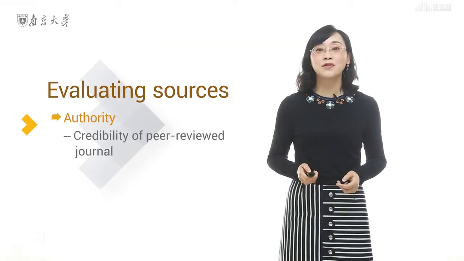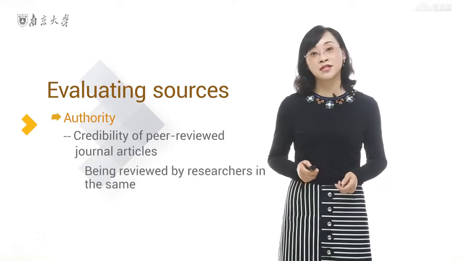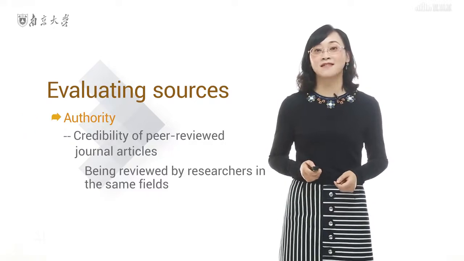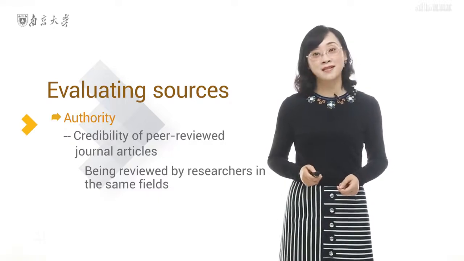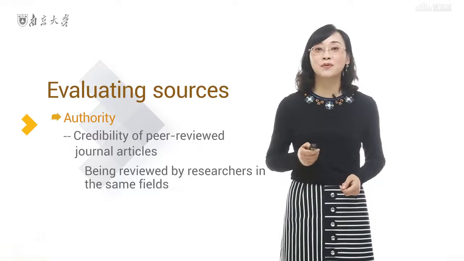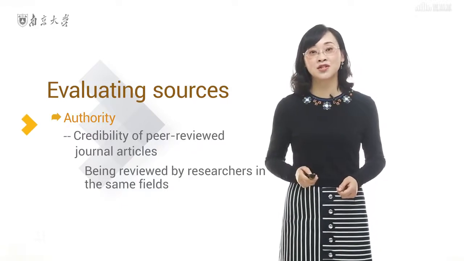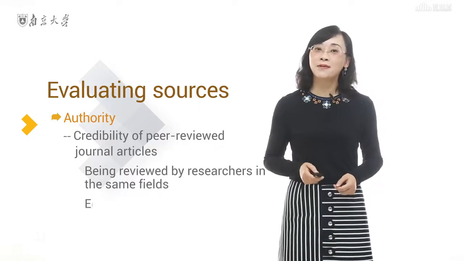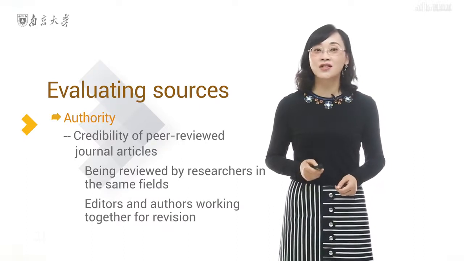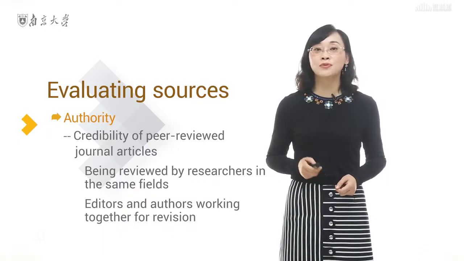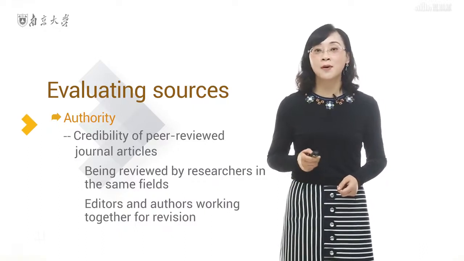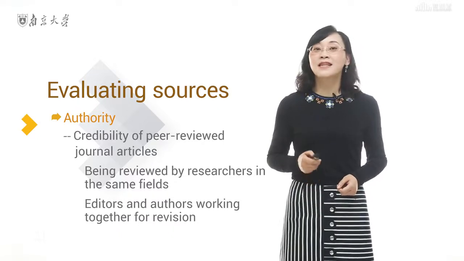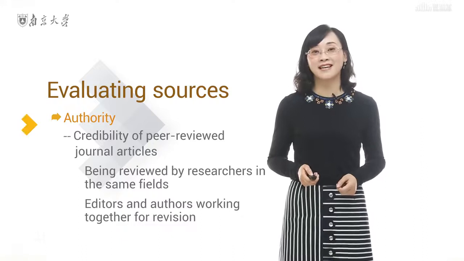Why are peer-reviewed journal articles more authoritative than others? It is related to the peer review process. When a research paper is submitted, editors would send it to 2 or 3 researchers in the same field for review. If the paper is accepted, editors and authors would work together to revise it before the paper is published. In this process, incorrect information doesn't have much chance to leak in.